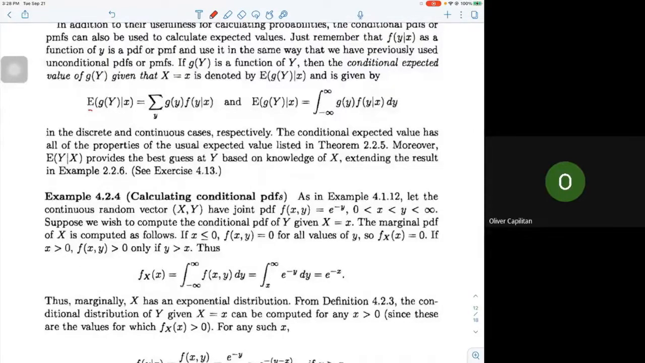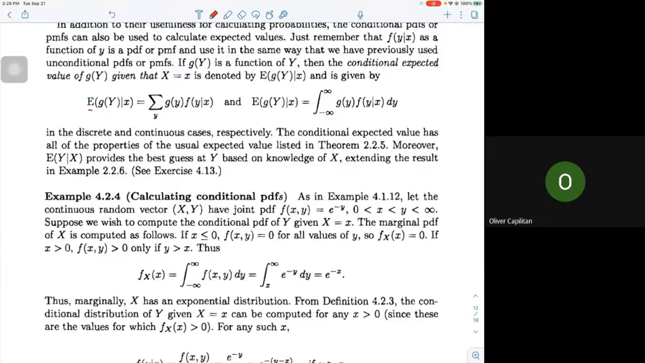Calculating conditional PDFs. As an example, 4.1.12, let the continuous random vector (x, y), which we have already computed last meeting, have the joint PDF of x and y equal to e to the negative y, given that x is greater than 0, x is less than y, and y is less than infinity. Suppose we wish to compute the conditional PDF of y given x.